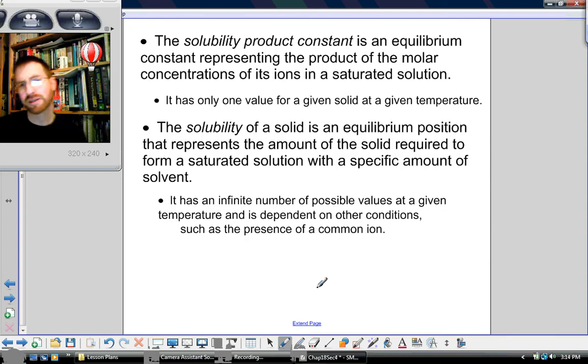The solubility product constant is an equilibrium constant representing the product of the molar concentrations of its ions in a saturated solution. It has only one value for a given solid at a given temperature. The solubility of a solid is an equilibrium position that represents the amount of the solid required to form a saturated solution with a specific amount of solvent. It has an infinite number of possible values at a given temperature and is dependent on other conditions, such as the presence of a common ion.